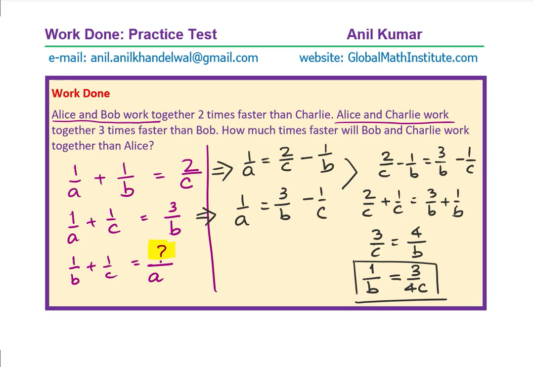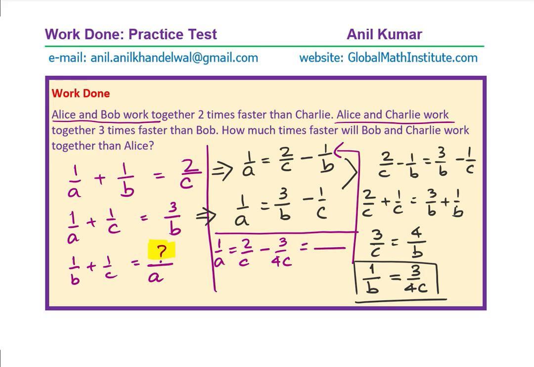But now let us put this value in one of our equations, which is 1 over a is 2 over c minus 1 over b. And then we can see how c is related to a, correct? So we are going to substitute this equation in the very first equation. What is 1 over b, right? Do you see that part? So we can say 1 over a is equal to 2 over c minus 3 over 4c.